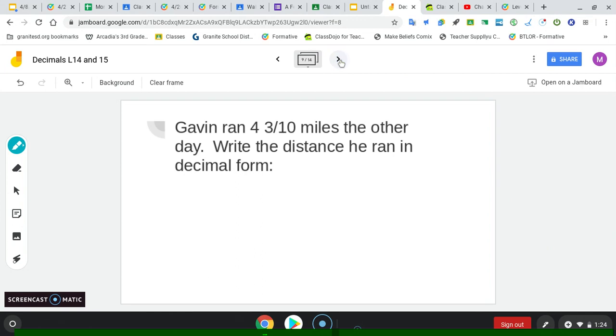All right, I'm going to run through some problems. They're almost exactly like what you'll have to do on the formative, but the numbers are just different. All right, so let's see what we got.